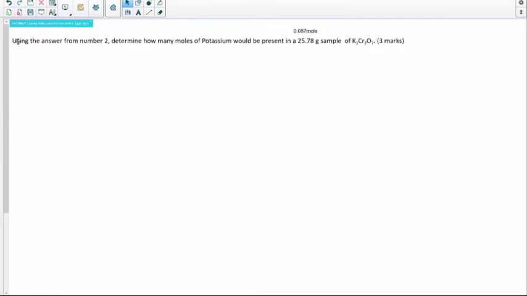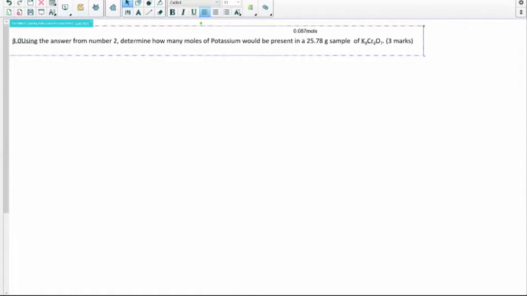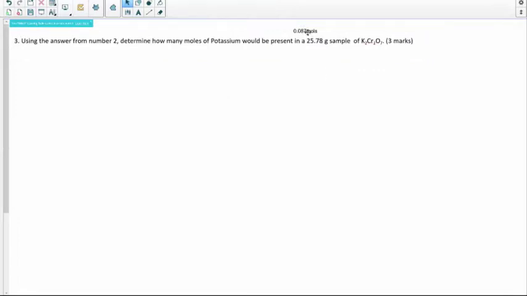Okay, and in the next question here, this was actually question number 3. Apologies for that. It says, using the answer for number 2, determine how many moles of potassium would be present in a 25.78 gram sample of potassium dichromate. 3 marks for this. And what I did again here was I copied over the amount of moles that we have from the previous question.